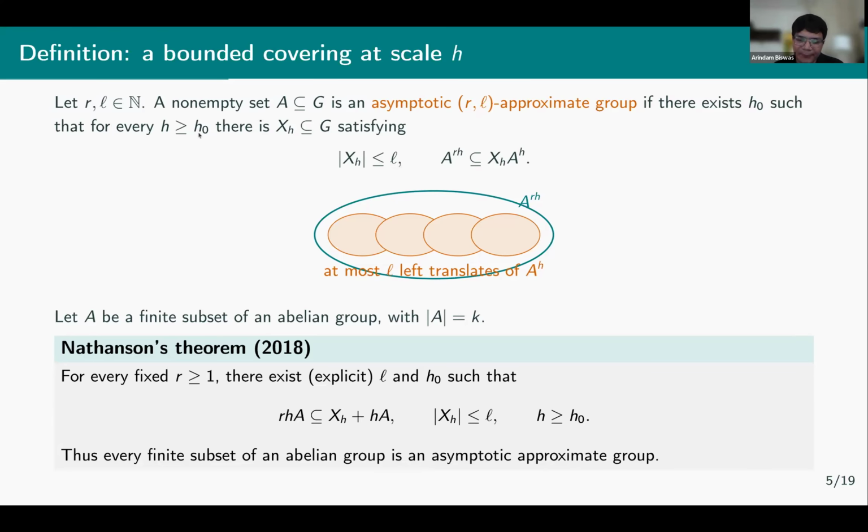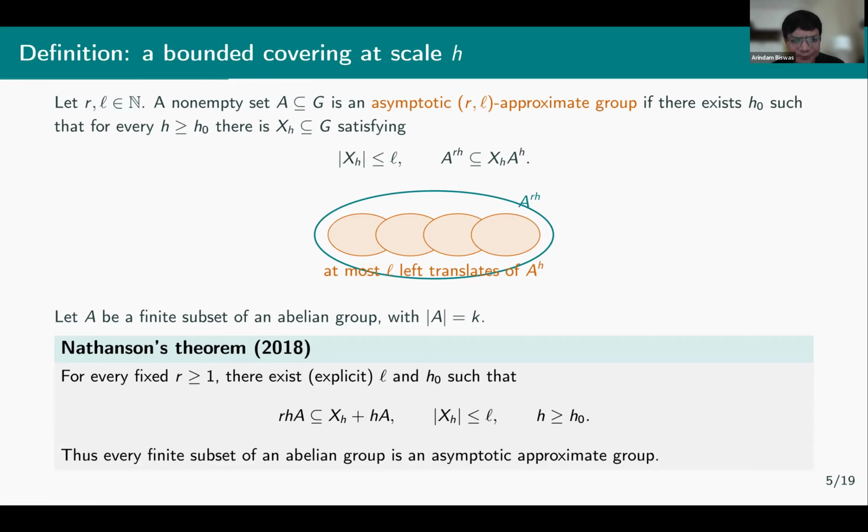So essentially, it's the same thing as approximate groups, but after some finite steps. So A to the power H becomes an R approximate group once you cross the threshold H0. So there will exist a finite H0. This is how I like to look at it.